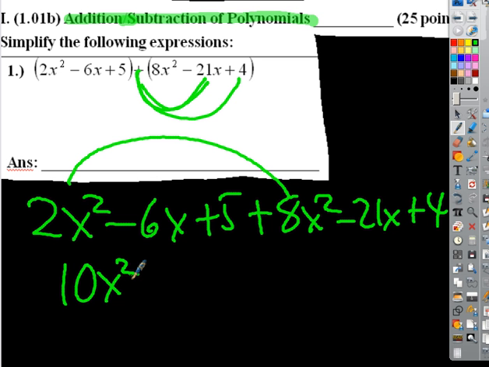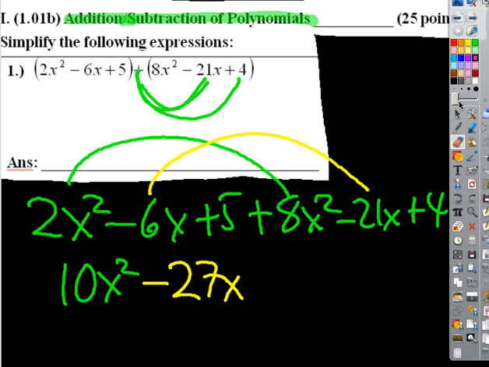I've got minus 6 and minus 21. Minus 6 and minus 21. So if I start at negative 6 and I subtract 21 more, that's negative 27x. If you get stuck with those, think about it on the number line. Right? I'm starting at negative 6 and I'm going 21 more negatively, 21 more to the left on the number line. Okay? And then I'm going to add my constant terms.